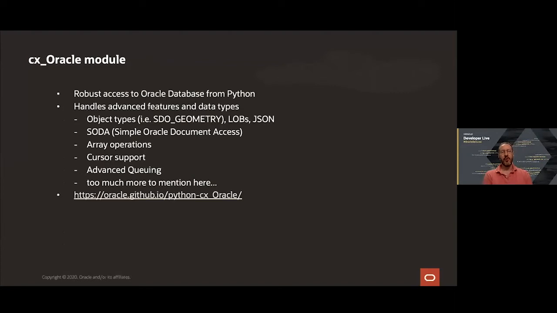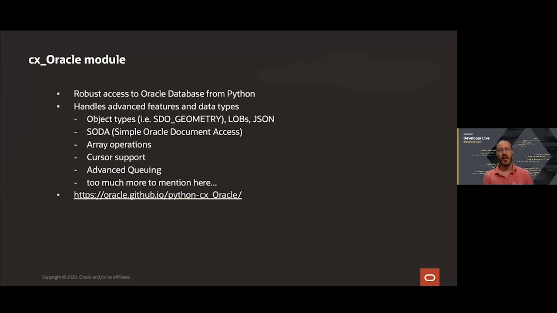So the one other library I'll call attention to is the cx_Oracle module, which is built and maintained by Oracle. It's open source, and it provides robust, with a capital R, robust access to Oracle Database from Python. So not only being able to easily connect to the Oracle database and run queries and get results back, but it's aware of and has a native understanding of all kinds of advanced Oracle features so that they're really easy to use in Python.